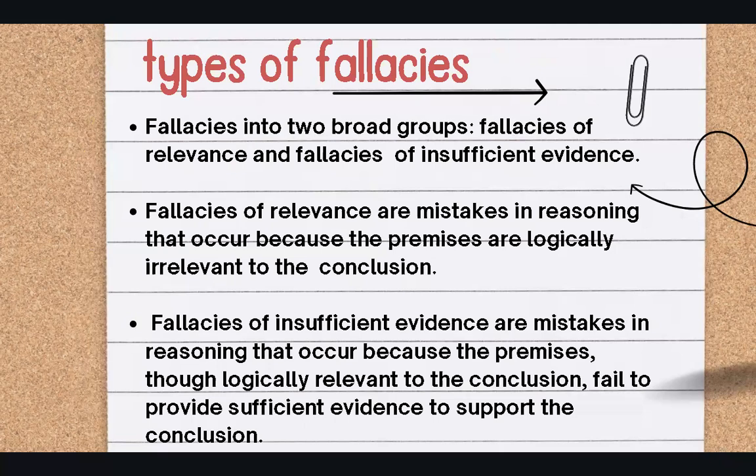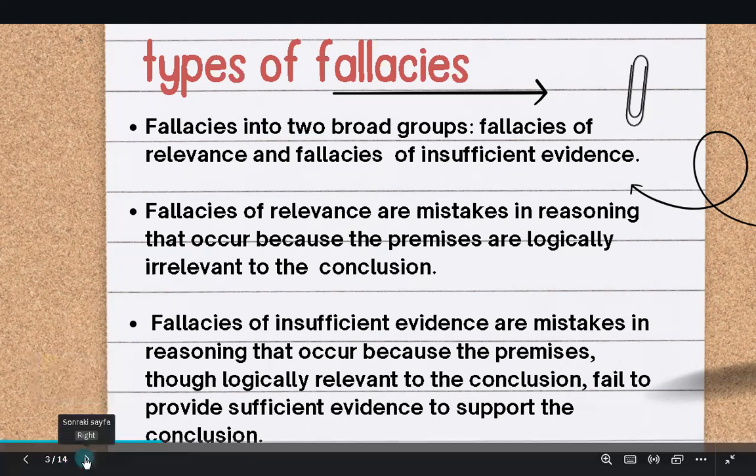The first is to divide fallacies into two broad groups: fallacies of relevance and fallacies of insufficient evidence. Fallacies of relevance are mistakes in reasoning that occur because the premises are logically irrelevant to the conclusion. And fallacies of insufficient evidence are mistakes in reasoning that occur because the premises, though logically relevant to the conclusion, fail to provide sufficient evidence for the conclusion.